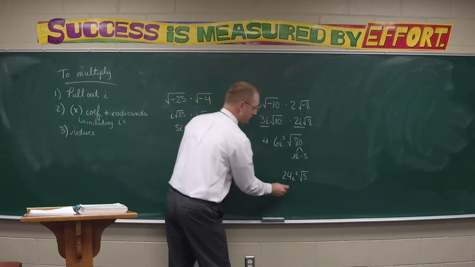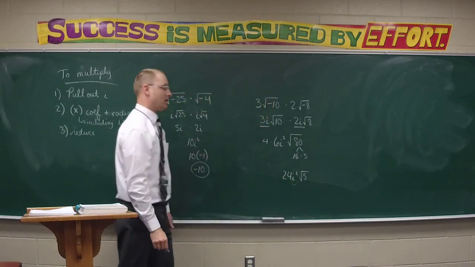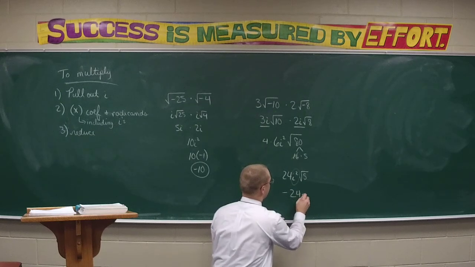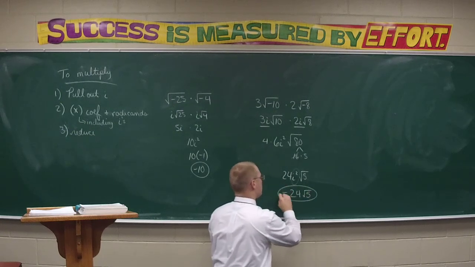One last thing, we want to simplify the i squared. i squared is negative 1. So we really end up with negative 24 times the square root of 5.